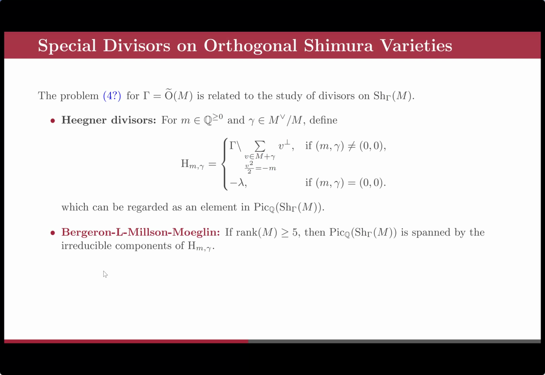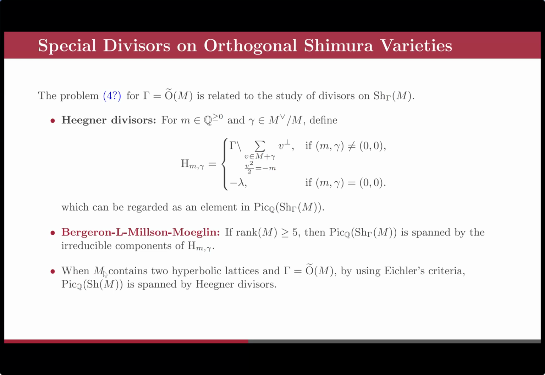And the important result here is when the rank of M is larger than or equal to 5, the Picard group is spanned by the irreducible components of such Heegner divisors. So this is our previous work. But because the irreducible components are hard to describe, we can have a better description when M is special. That means when M contains 2 hyperbolic lattices, and gamma is nothing but the stable orthogonal group, one can show that the Picard group of this Shimura variety is actually spanned by the Heegner divisors. So not just spanned by the irreducible components, but by these nice reducible divisors.